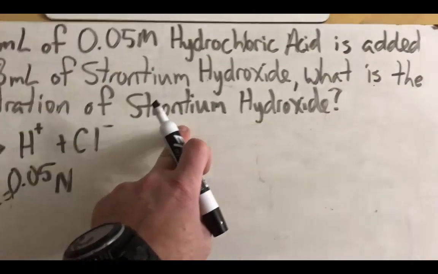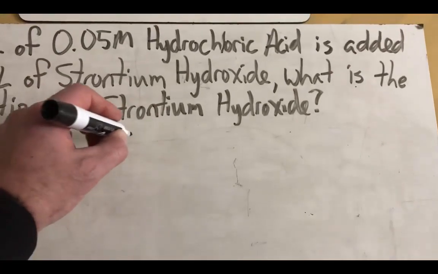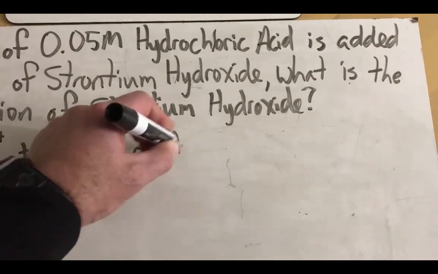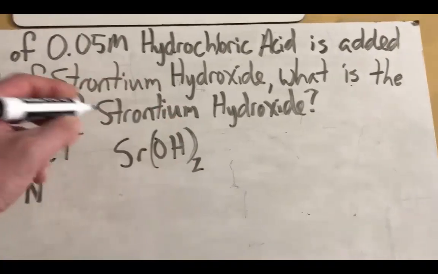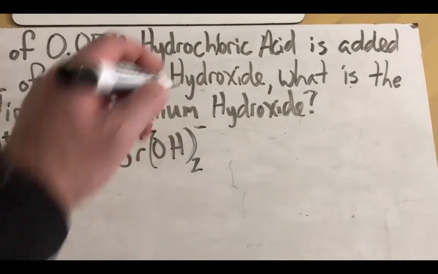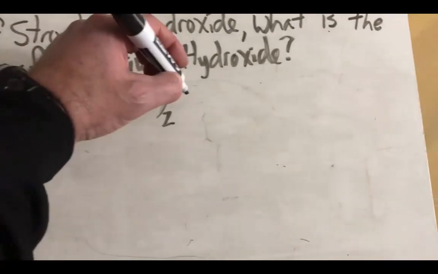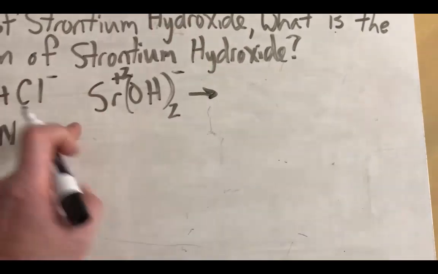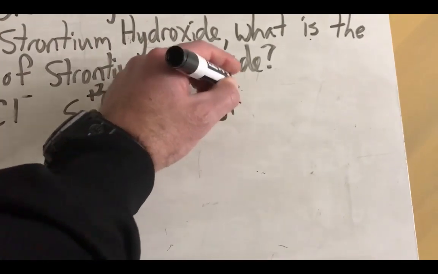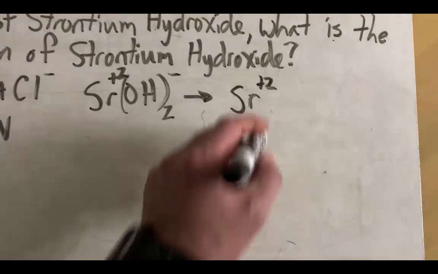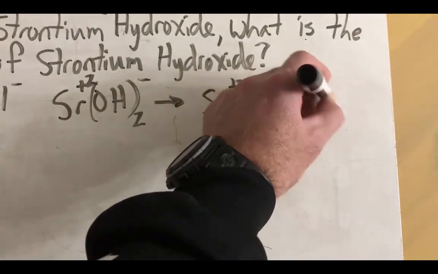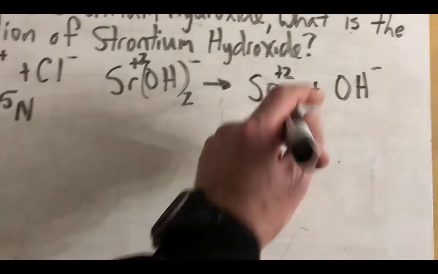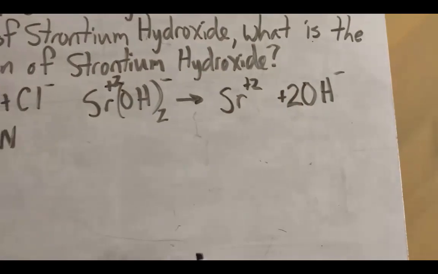Okay, I have strontium hydroxide. Strontium hydroxide would be this as a compound. Strontium's a +2, hydroxide's a -1. Okay. So when we dissociate this, we're going to have strontium ion and hydroxide ions floating around. How many of those are we going to have? Well, we're going to have 2.